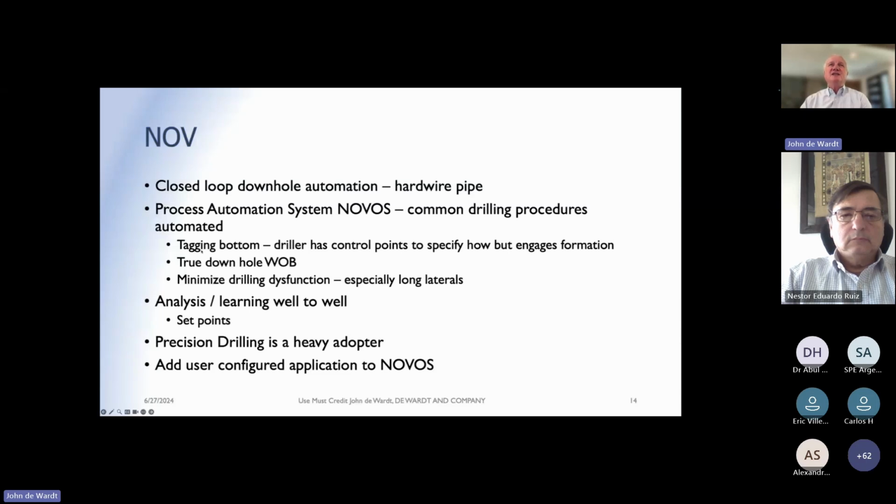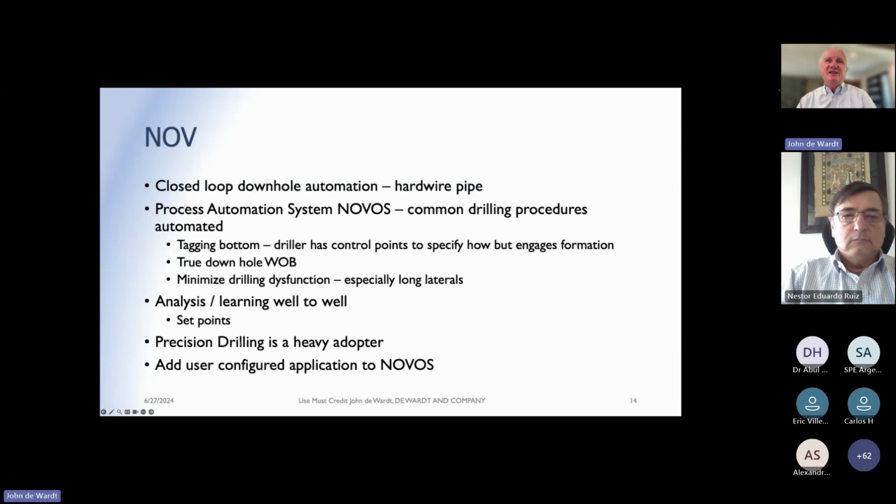And things that they do is tagging bottom. So the driller has control points to specify how he engages the formation. And then true downhole weight on bit, and then also minimizing drilling dysfunction. And I'll come back to some of these common applications we're seeing. People used this to do analysis, and they ran the system actually to gain information on how to drill wells better, and then took it across to other wells without the hardwire system.